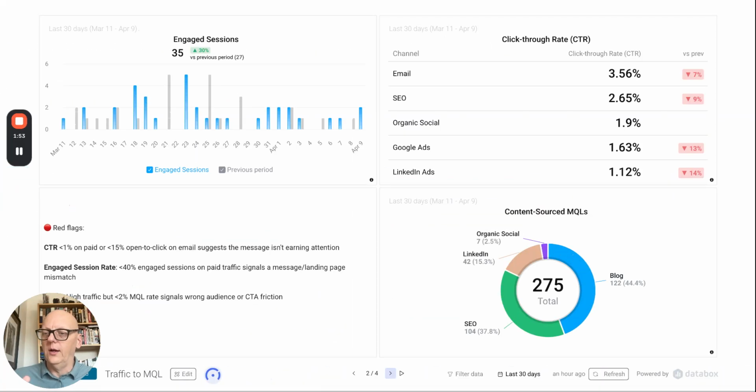That's traffic to MQL. In that stage, we're looking at offsite messaging effectiveness. Is the hook, the ad copy, the subject line, the post headline earning attention, and bringing people to a landing page of some kind? The second one is going to be engaged session rate, which is, are people staying after they land? And then we're going to look at content sourced MQL rate, which is that traffic converting to leads?